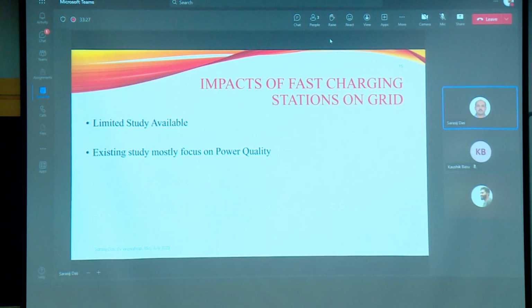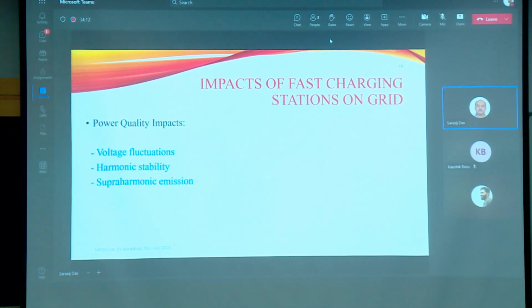If you look at the literature, unfortunately not much study has been done focusing on fast charging stations. There are plenty of studies which focused on slow charging stations, but for fast charging stations there are not many studies available. Whatever studies currently exist mostly focus on the power quality aspect. So next I will mostly discuss the power quality impact of fast charging stations.